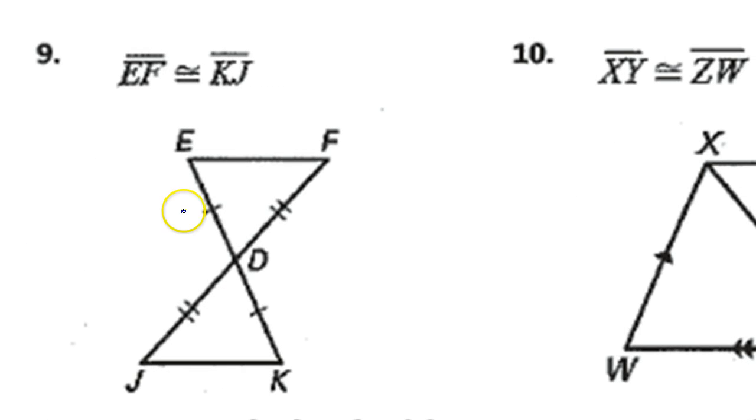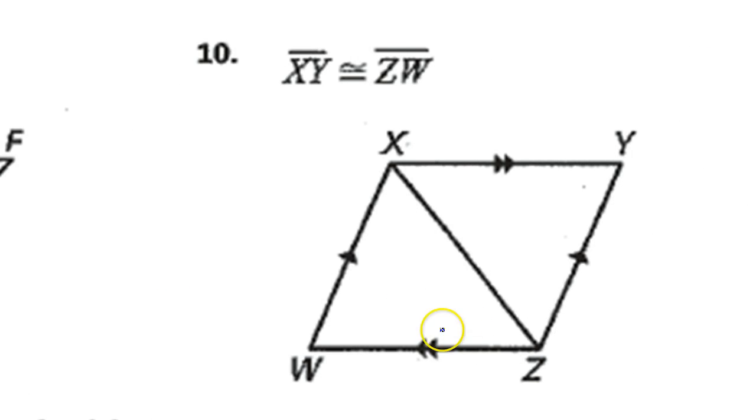Looking at number 9, in addition to what's marked, we can also indicate that these vertical angles are congruent, all right, by the vertical angle theorem. So that gives me side, angle, side. So this will be congruent by the side, angle, side theorem. Again, it has to be the angle in the middle formed by the two sides, and it is.